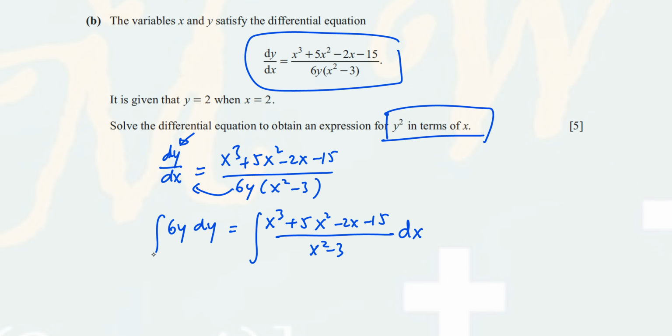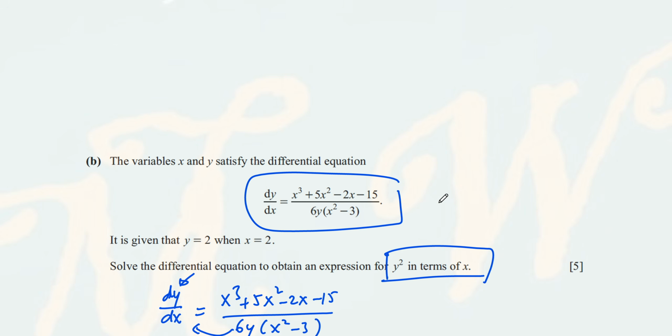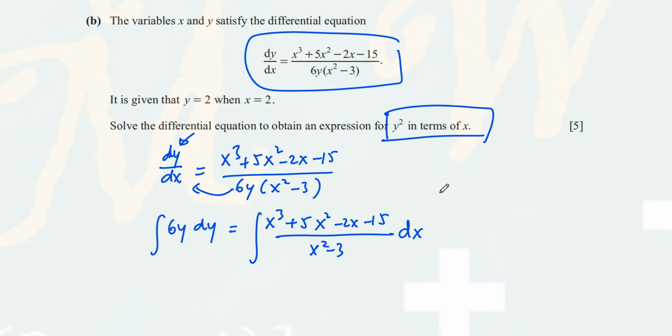And integrate both sides. Okay, so now we have done the division just now. So the division is basically x plus 5, the quotient, plus the remainder x over the divisor, which just now was x squared minus 3.